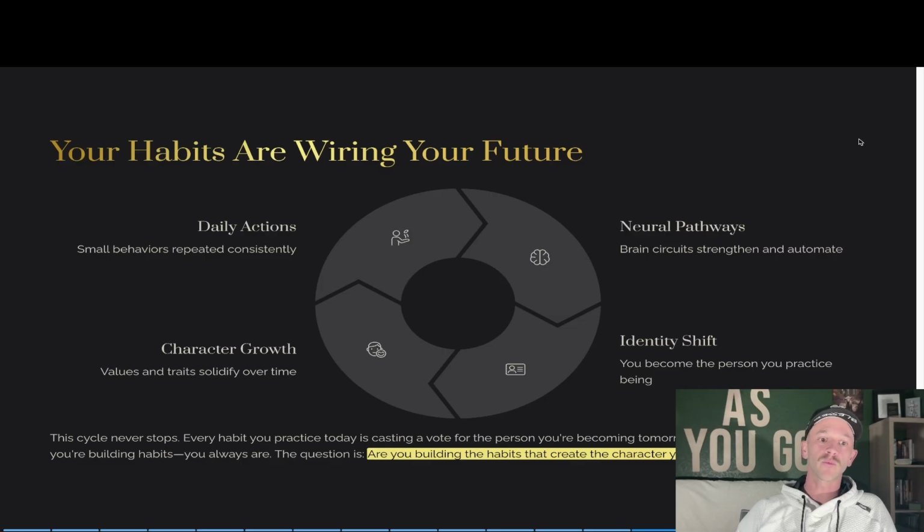The question isn't whether you're building habits. You always are. The question is, are you building the habits that create the character you want?